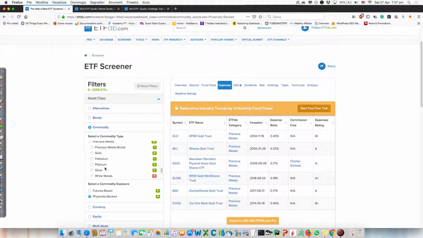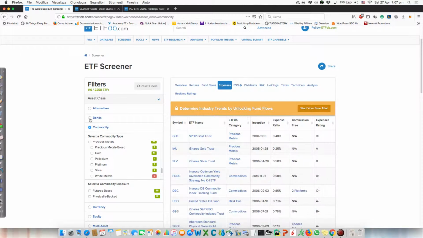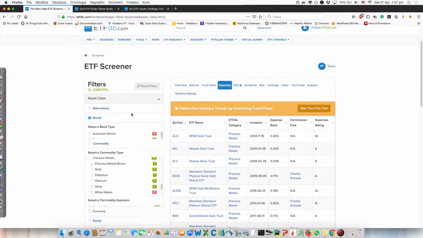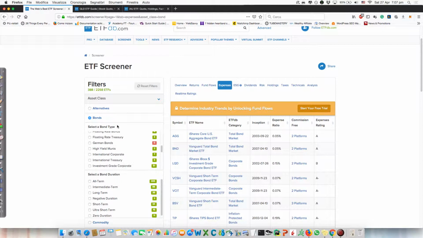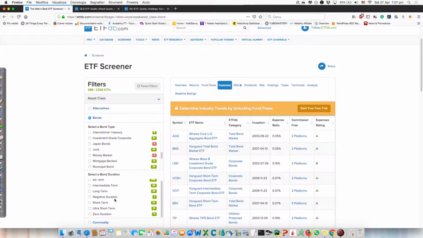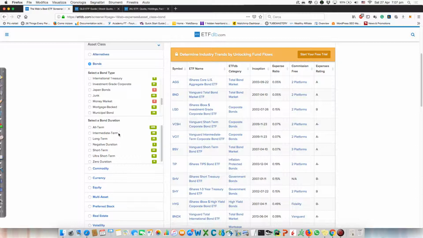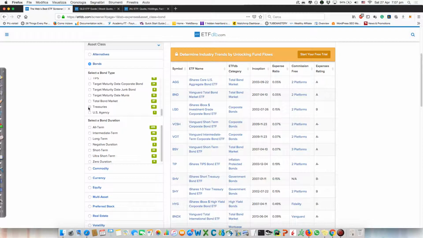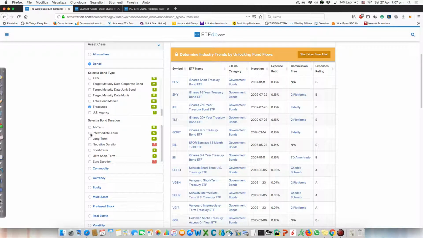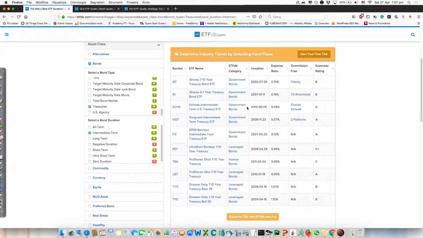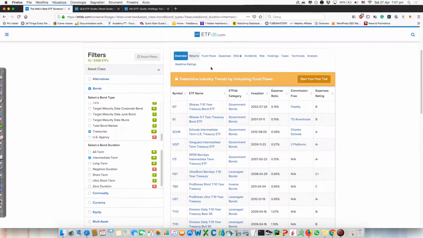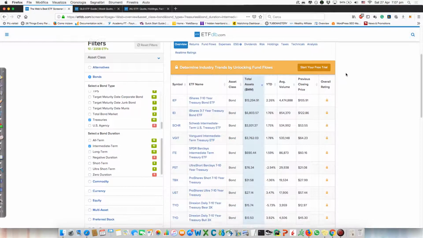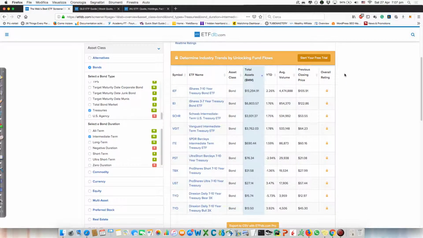Now let's take another example. Suppose you are interested in bonds. Okay, so you want a bond, and which kind of bond? Let's say we are looking at the US bond, and maybe this medium term. Okay, so again, let's go to overview and we can see something.